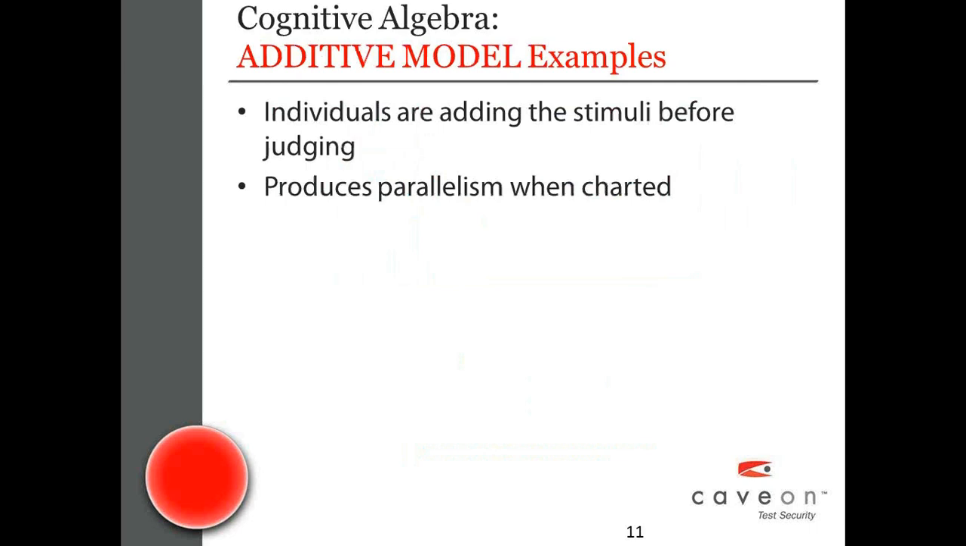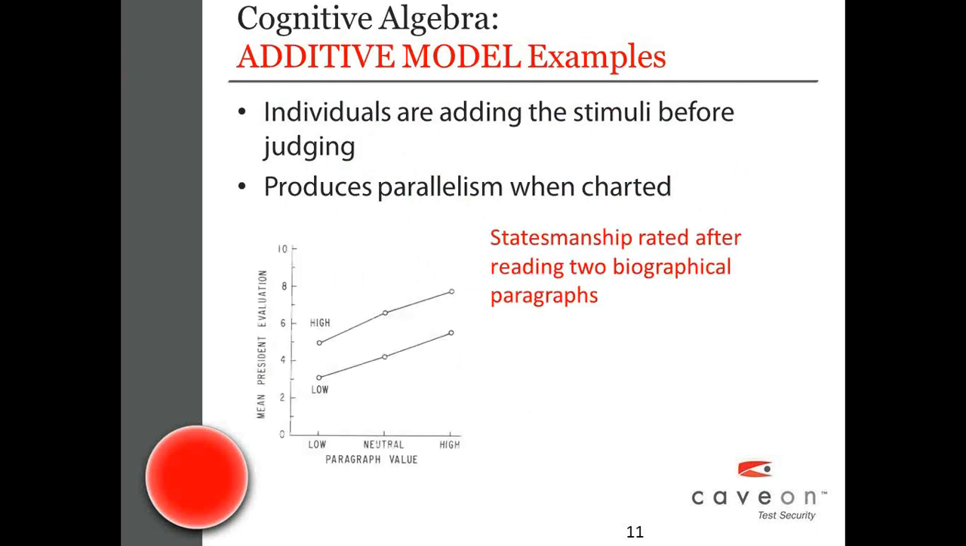So the additive models. As I said, individuals are adding the stimuli together before judging. This produces parallelism when you chart the data. So let's show an example. There we go. In this case, people, subjects, adults rated presidential statesmanship after reading 2 biographical paragraphs. Now, the paragraphs could either be 2 very positive ones, 2 very negative ones, or a positive and a negative, or a positive and a neutral. And what you see are their ratings based on those different combinations.